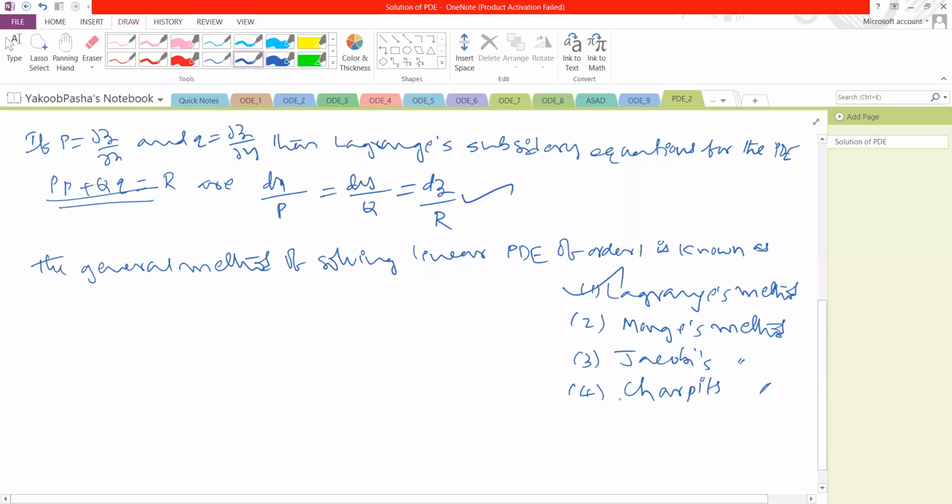Lagrange's, Monge's, Jacobi's and Chopra's methods are useful for solving second order non-linear partial differential equations.